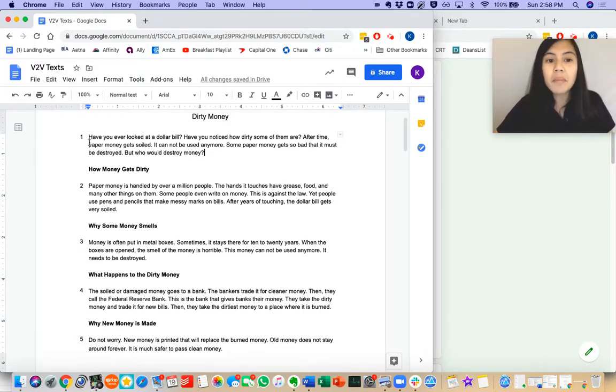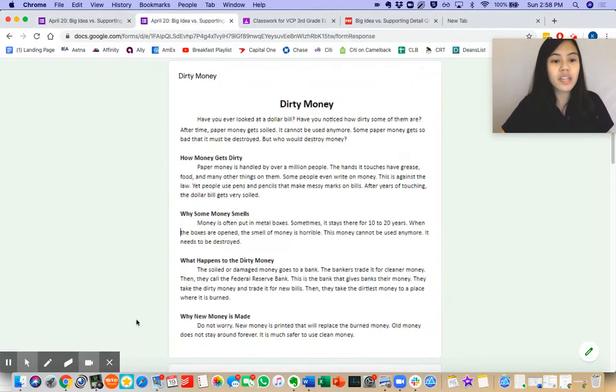After time, paper money gets soiled. As a good reader, I'm noticing that this word soiled comes right after it's talking about how dirty money is. So I can use my context clues to think, soiled must be a synonym for dirty. After time, paper money gets soiled, or gets dirty. Let's keep reading. It cannot be used anymore. Some paper money gets so bad that it must be destroyed.